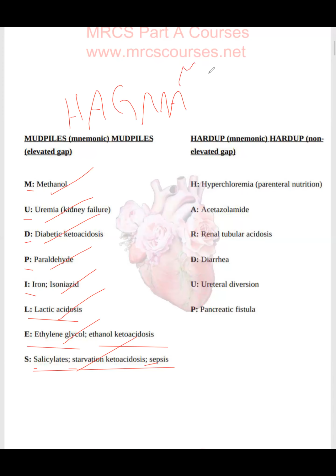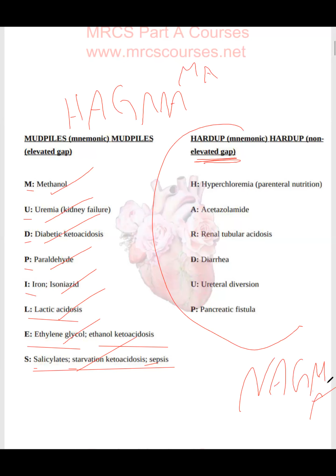So this is metabolic acidosis. These ones are called HARDUPS, okay? Non-elevated or normal anion gap, NAGMA or normal anion gap metabolic acidosis, okay? We have hyperchloremia, we have acetazolamide, we have RTA, renal tubular acidosis, we have diarrhea, we have ureteral diversion like ureterostomy, okay, pancreatic fistula or sigmoidostomy.